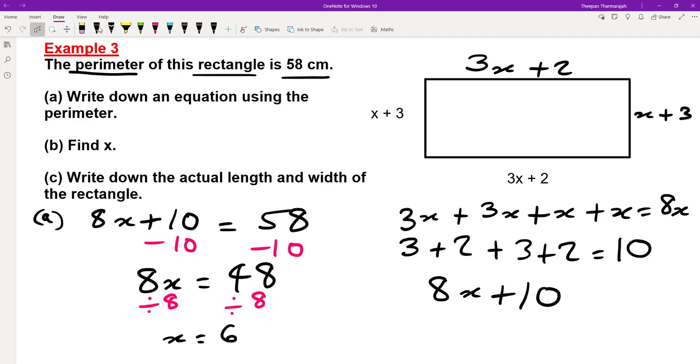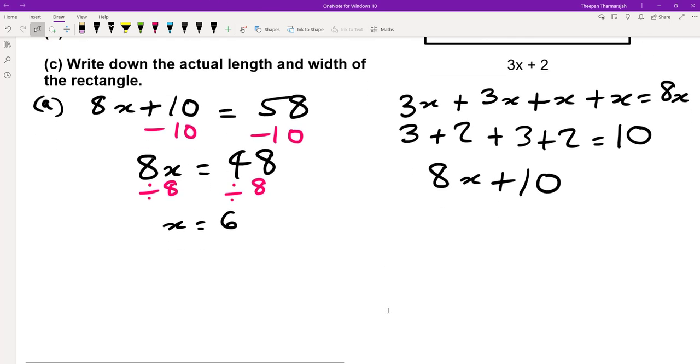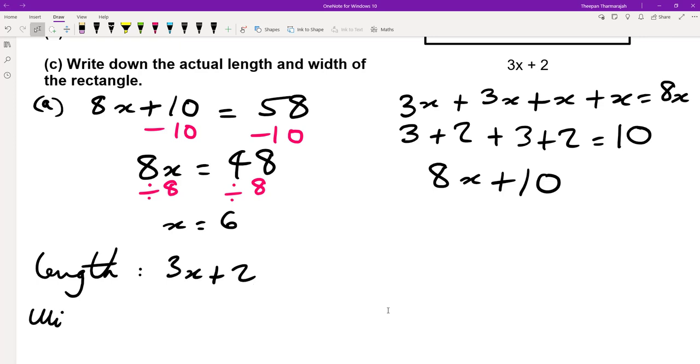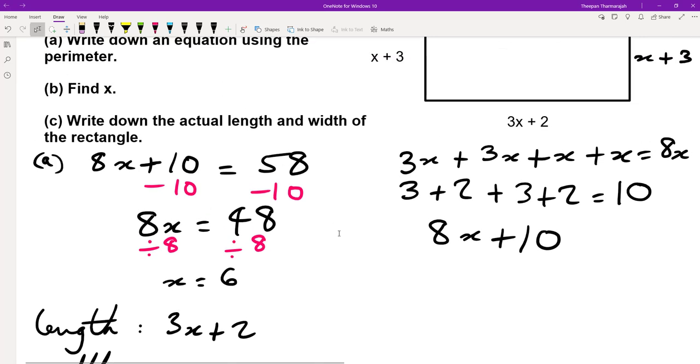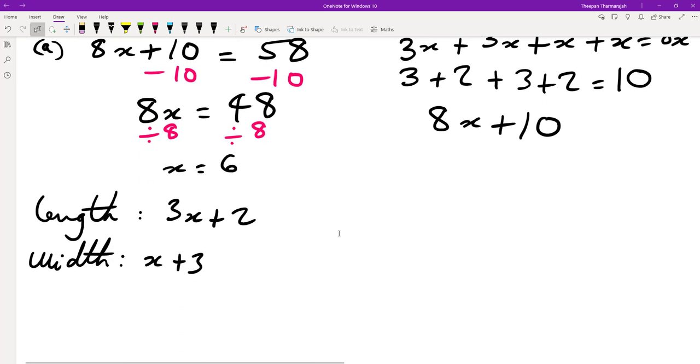Then the question says to write down the actual length and width of the rectangle. Now the length is 3x plus 2 and the width is x plus 3. So I'm going to write that down. So the length is 3x plus 2 and the width was x plus 3. Always go back and double check to make sure you've got that correct. Yes, I have.